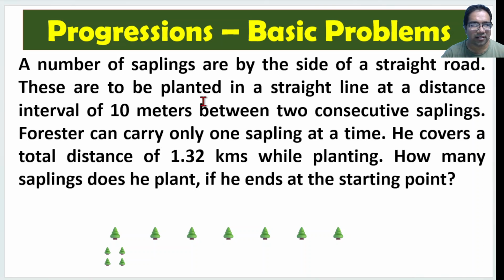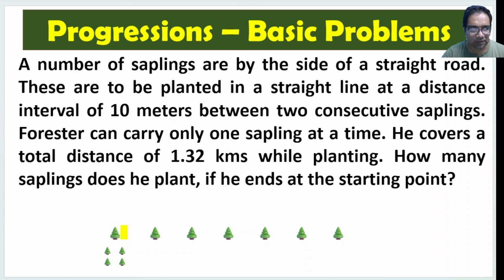Hi friends, in this problem, some saplings have to be planted by the side of a straight road. They are to be planted in a straight line with a distance interval of 10 meters. That means the distance between two saplings is 10 meters, right? The forester can carry only one sapling at a time. He covers a total distance of 1.32 kilometers while planting.